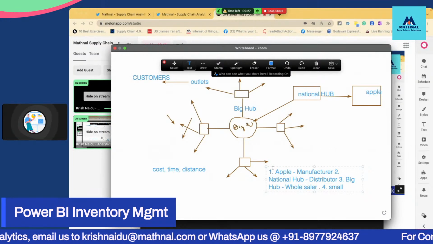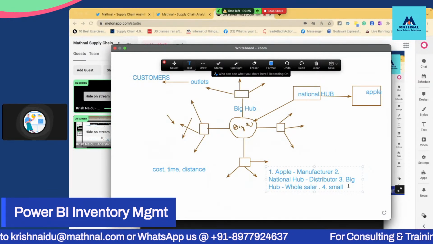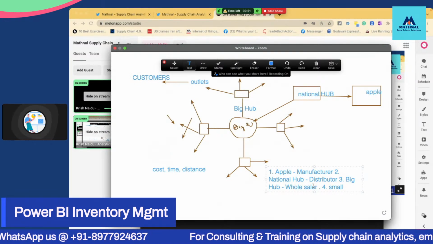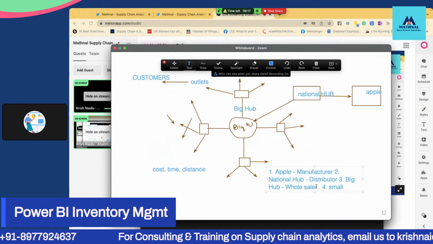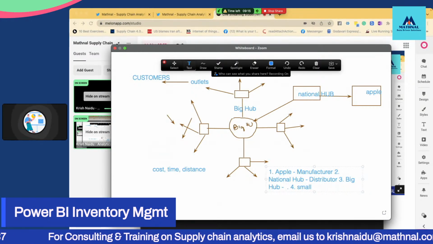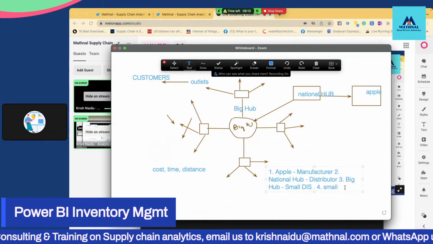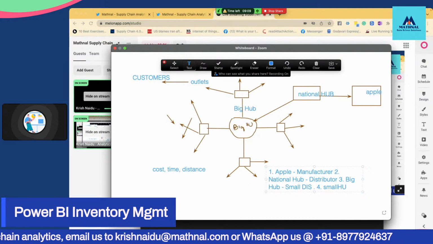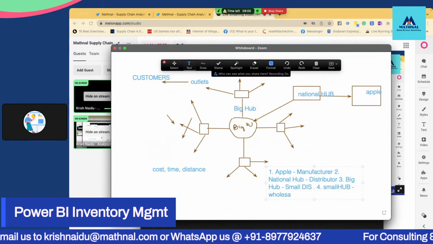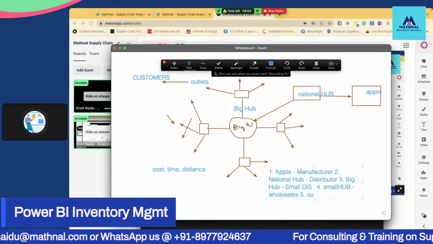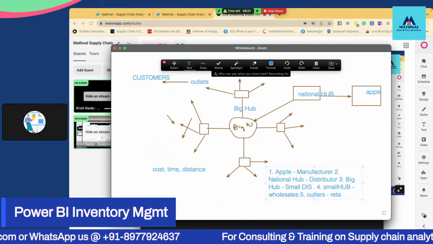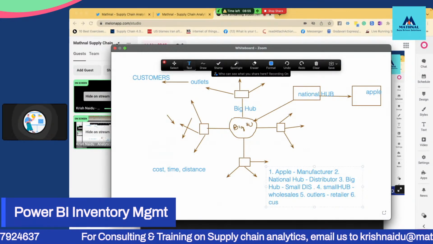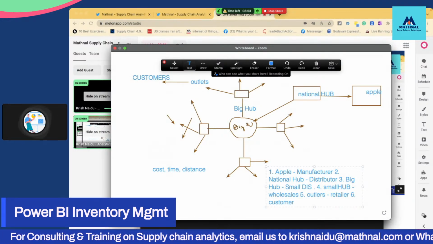And then we can say, let's say big hub is the mini distributor, small distributor. Okay, sir. Fourth, small hub is the wholesaler. Fifth, outlets are the retailer, and finally it reaches the last point, sixth, which is the customer or the consumer.